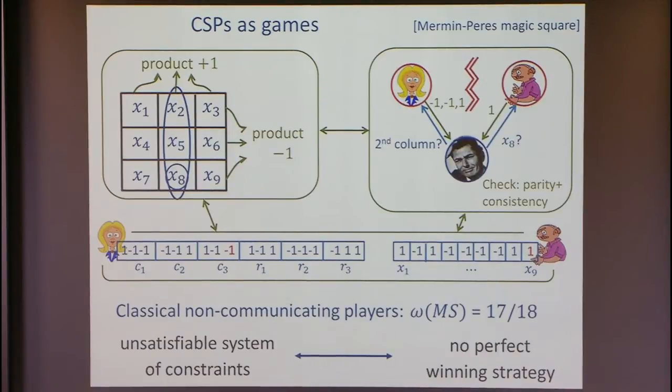What's also not completely obvious, but is true, is that if this thing is not satisfiable, then you cannot win the game perfectly with probability 1. I don't know if everyone can see this. It's sort of represented here. Maybe we can do it on the example of the magic square.